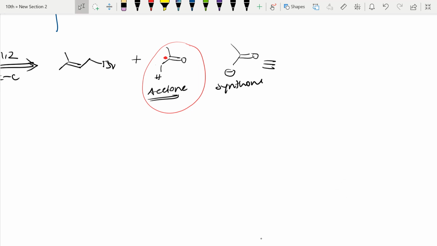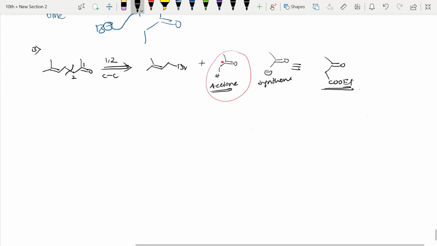Yeah, let me tell you. CH3CO is there, and the same CH2 is there. To that you just add COOEt, an ester. How we will remove that, we will discuss in the reaction. If I explain the reaction, you will get to know. I hope you got it, right?